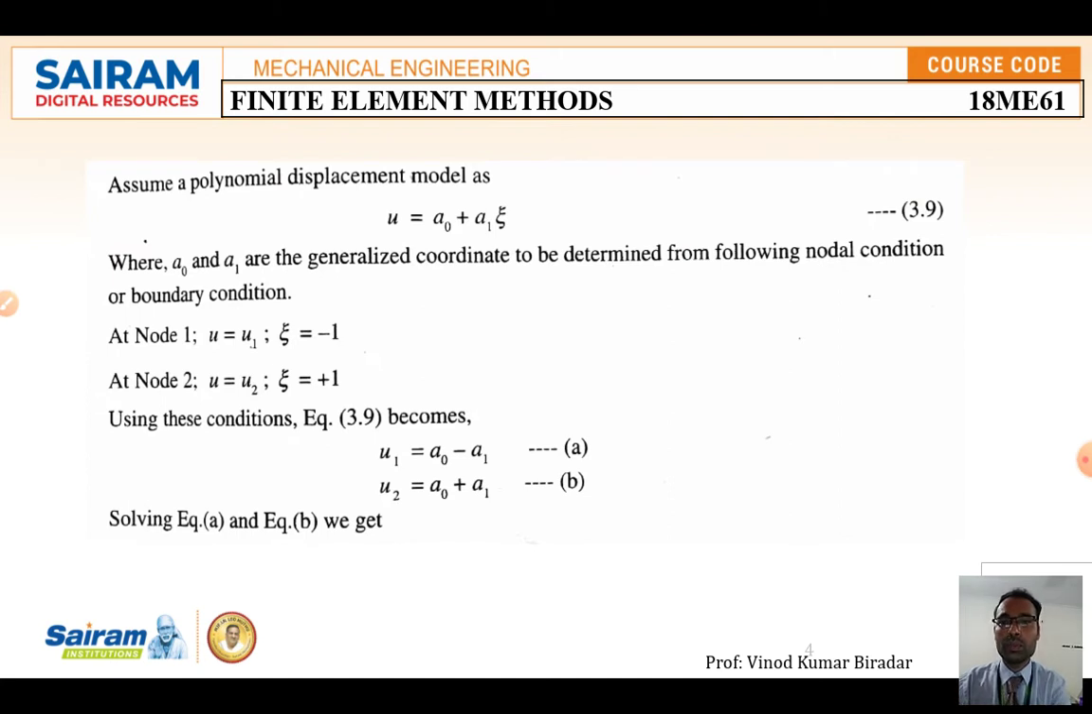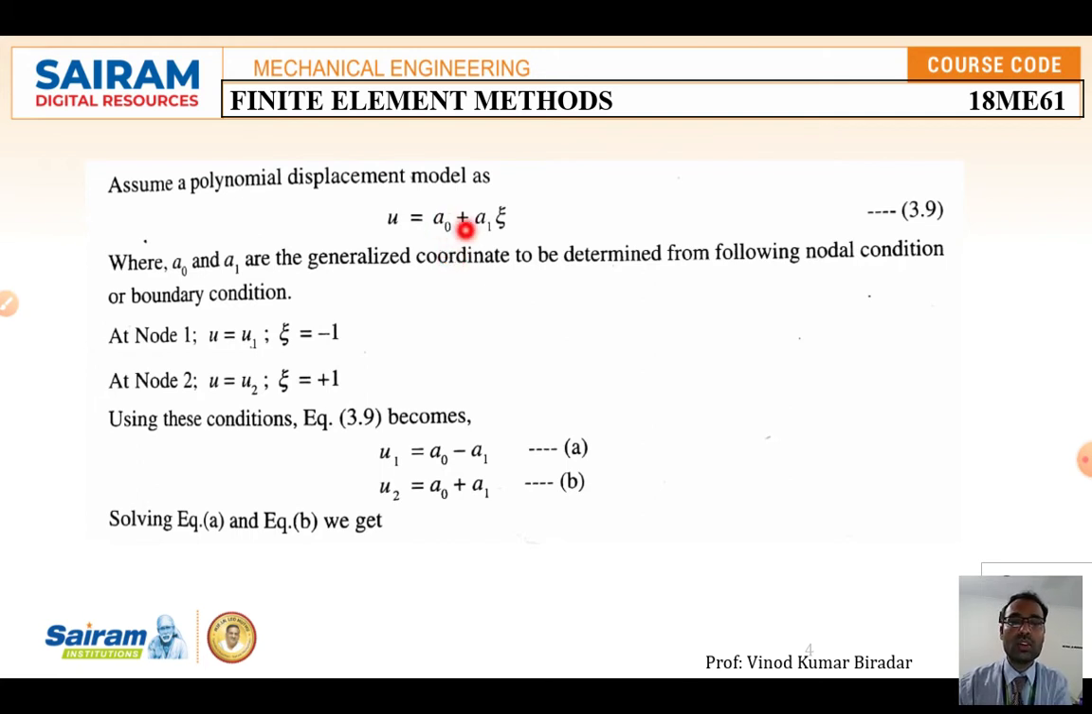Assume the polynomial displacement model function as u is equal to a0 plus a1 zeta. Give it equation number 1. Since the given problem is a 1D bar element, we assume the polynomial function u is equal to a0 plus a1 zeta, where a0 and a1 are what I already told you in module 1, while solving the problems on the Rayleigh-Ritz method.